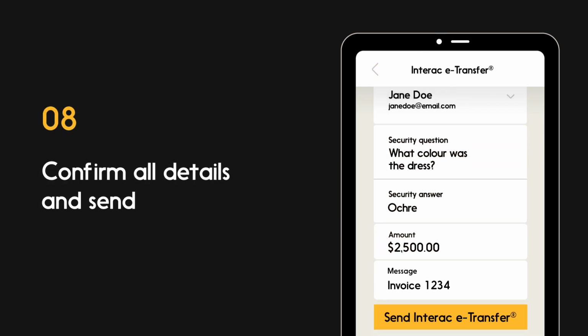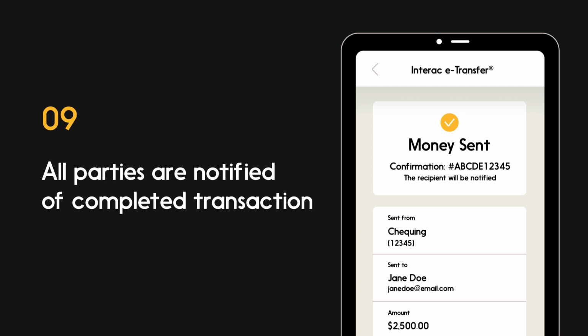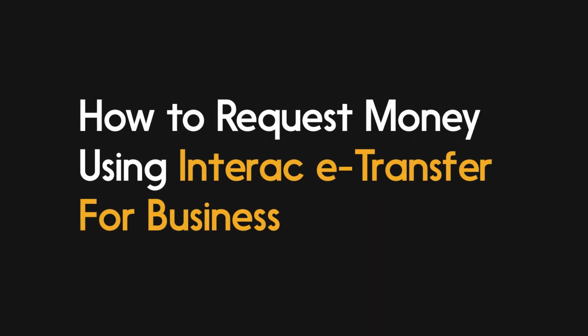Follow the instructions and confirm all details. Once confirmed, the money can be sent. After sending, you, the recipient, and your financial institutions will receive real-time confirmation the transaction is complete, and the transaction history will be available. Now let's look at how to request money with Interac e-Transfer for business.